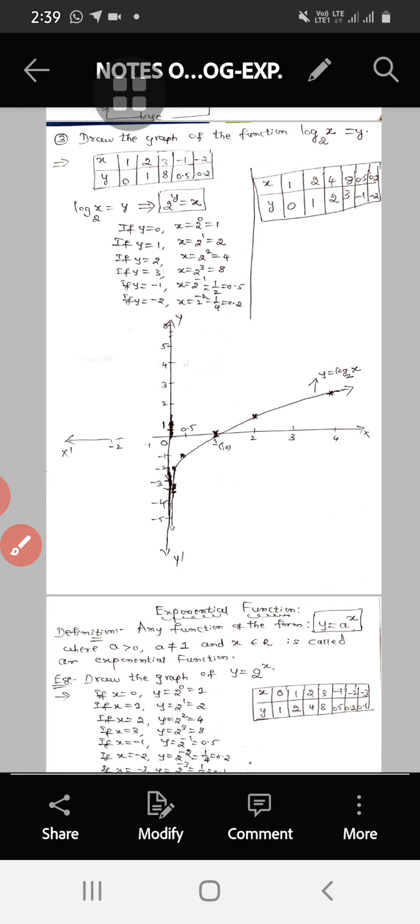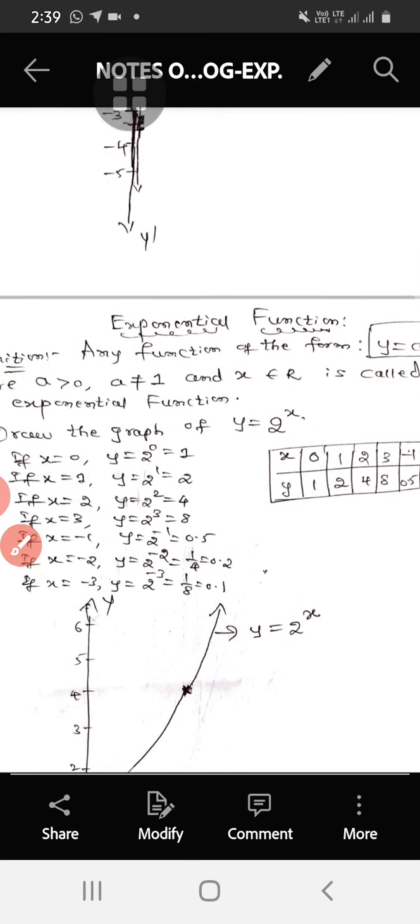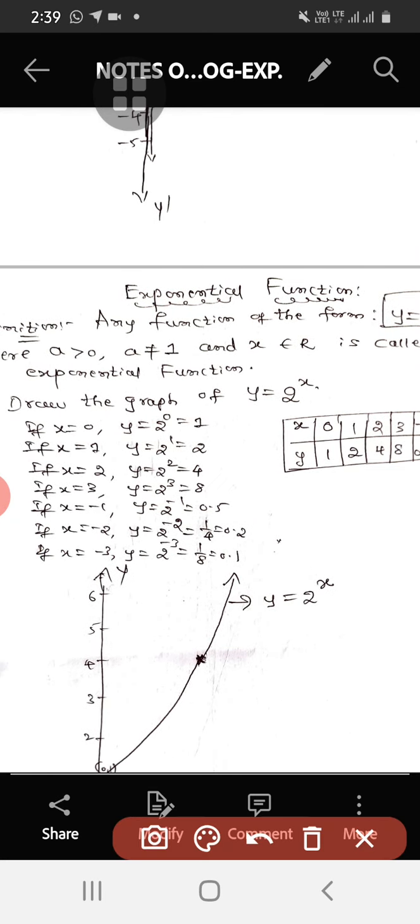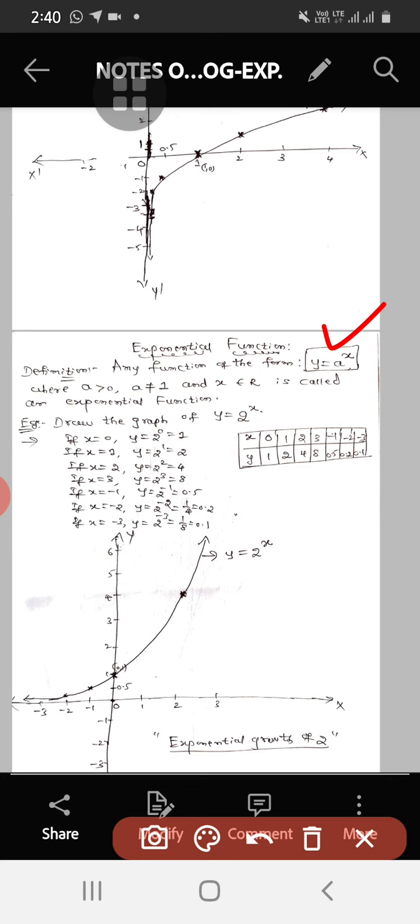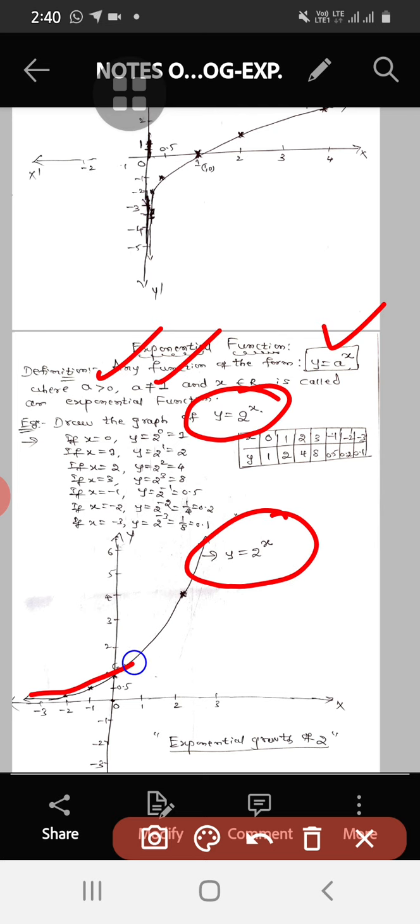Then the exponential function, we also defined the exponential function. Exponential function means any function of the form y is equal to a to the power of x, where a is greater than 0 and of course not equal to 1. For example, you can replace a by 2. So we have drawn the graph of y is equal to 2 to the power of x. It is increasing, it goes on increasing.